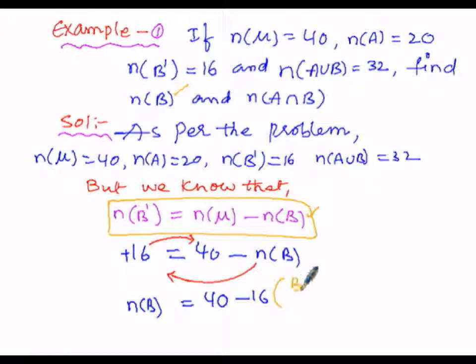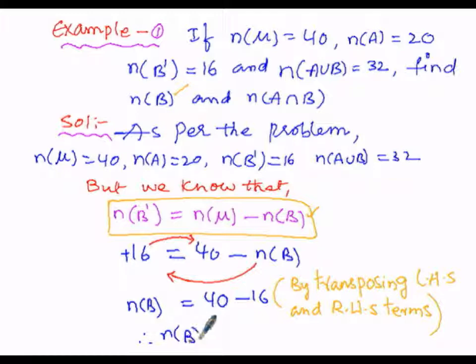by transposing both LHS as well as the RHS quantities. So LHS and RHS terms. LHS term plus 16 transposed to the right hand side and wrote it as minus 16, and right hand side term, that is minus n(B), is transposed to the left hand side and we wrote it as plus n(B). So therefore for n(B) value, we have to simplify 40 as well as 16 with the difference.